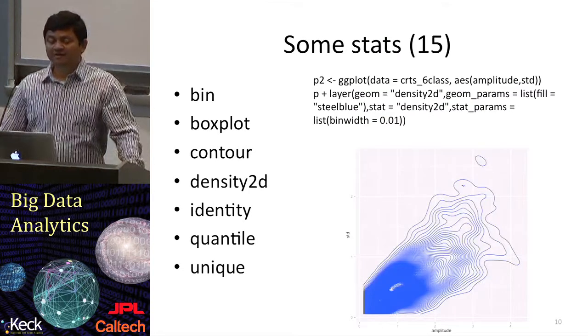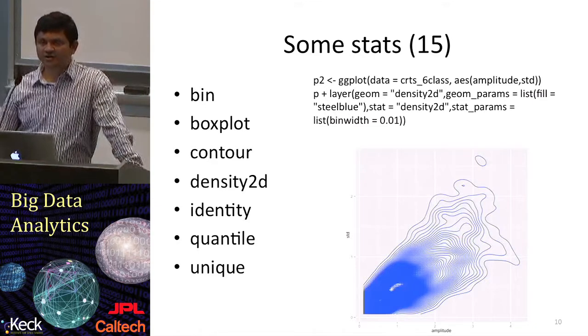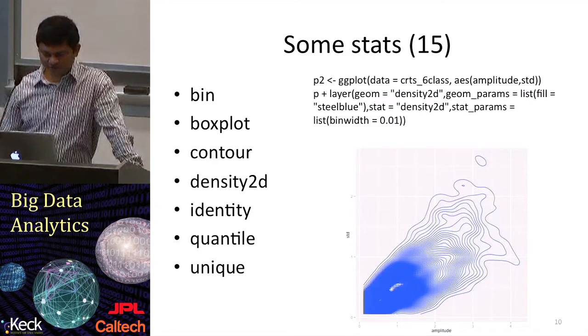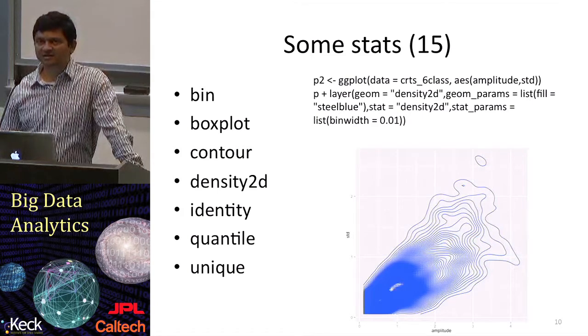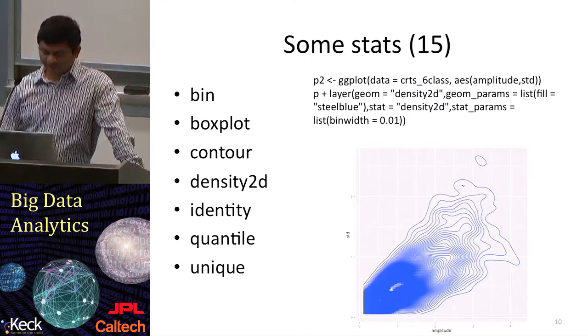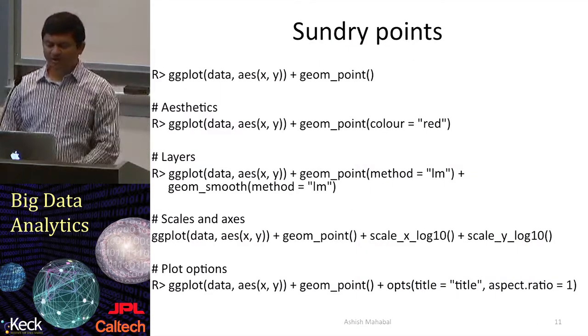Similarly, there are 15 different statistics. I have listed a few here. The book and various websites will have more. We'll also have it on the website of the course. So we can have contours there, we can have density 2D, and that is what I have used here. I have used density 2D, and I have said that let us use a bin width that is very small, only 0.01, and that is why you see that towards the lower part of the XY area, you see very dense contours. As you go out, there is less density, and you can see that in the contours there.